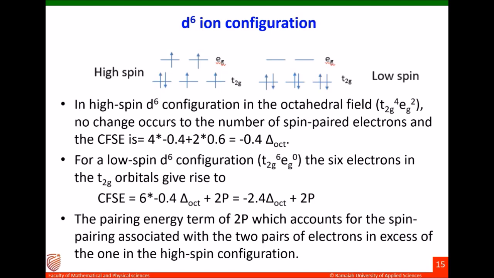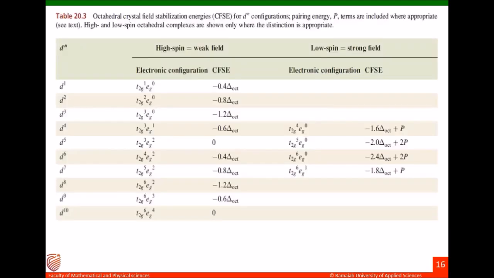Now you see Table 20.3 lists the value of CFSE for all dn configurations in an octahedral field, whether high spin or low spin. So you can see all the crystal field stabilization energy values associated with the dn configuration, both in high spin, weak field, or low spin, strong field configurations. When the crystal field is weak, for high spin, the Δo value will be lesser than P. For a strong crystal field, the Δo value will be higher than P.